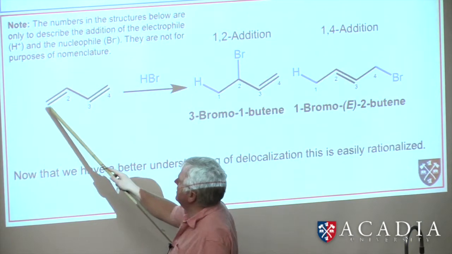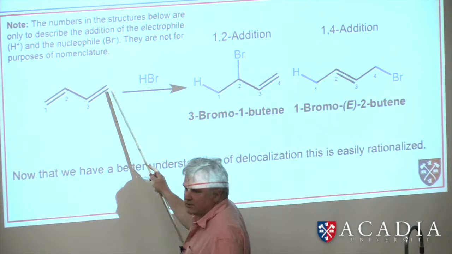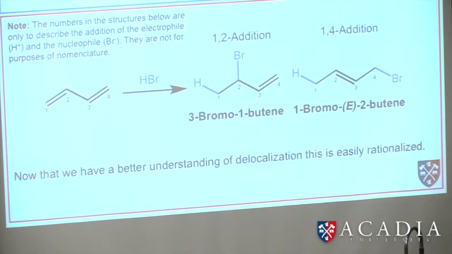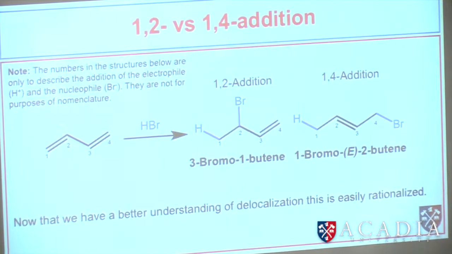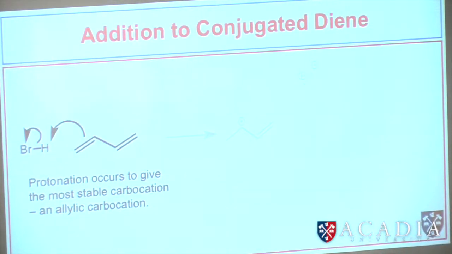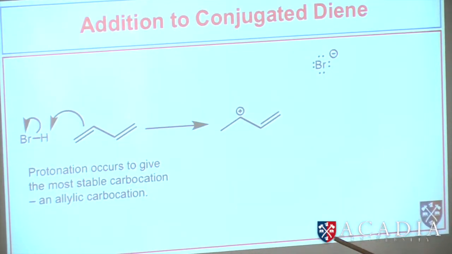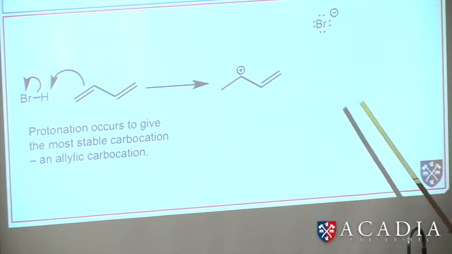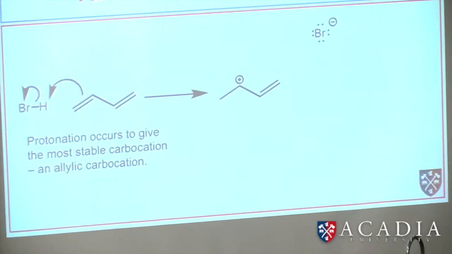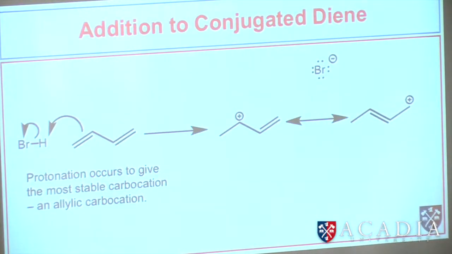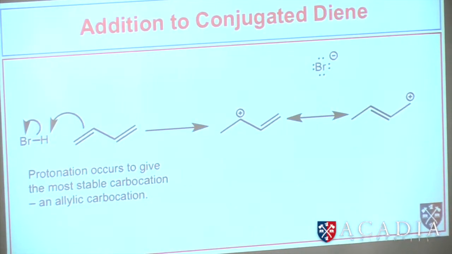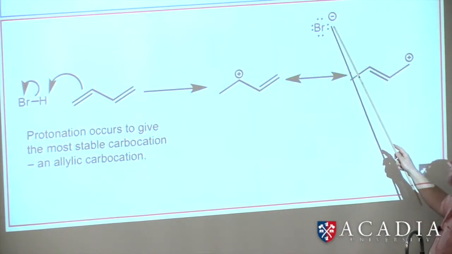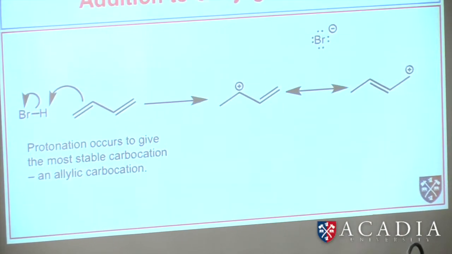If we have 1,4 addition, the proton goes in the 1 position, and the bromide goes in the 4 position. So we have a better understanding of localization, of carbocation stability. We can actually justify this by taking a look. We protonate our diene. We protonate at the end to form an allylic carbocation, and that carbocation has a resonance structure, and our charge is shared between the 2 and the 4 positions of this thing. So when the bromine goes, it can attack either the 2 or the 4 position.